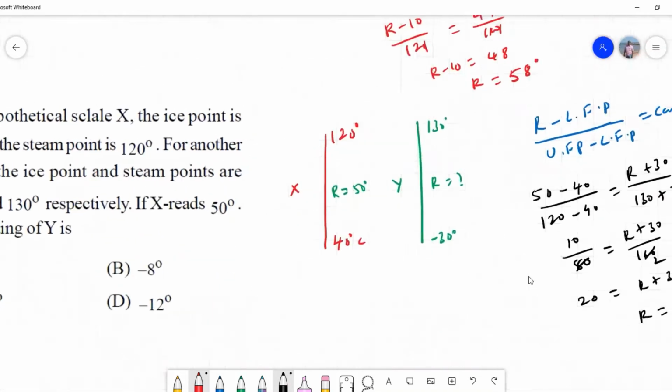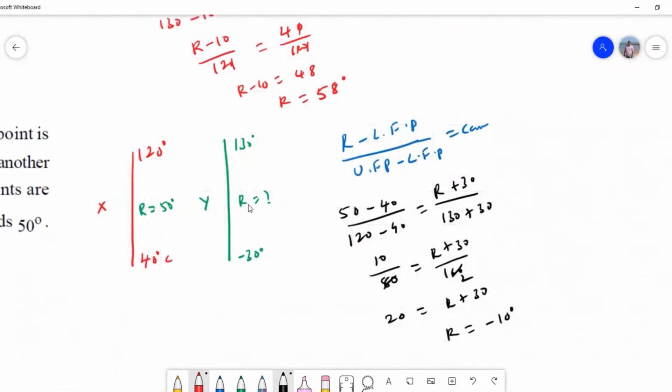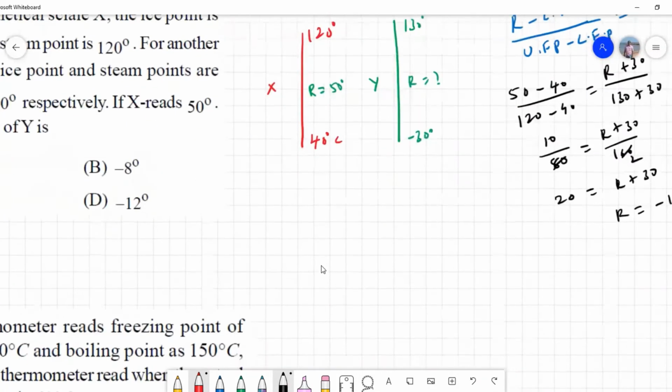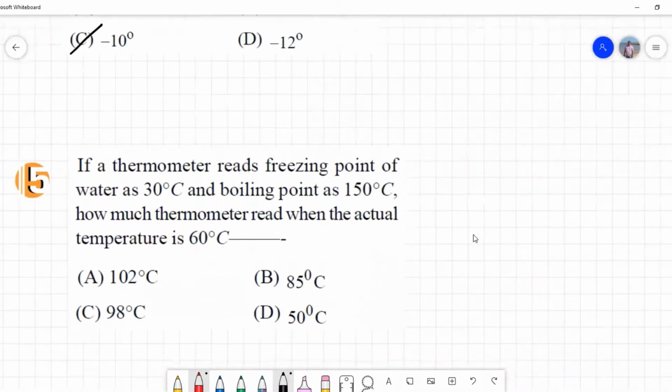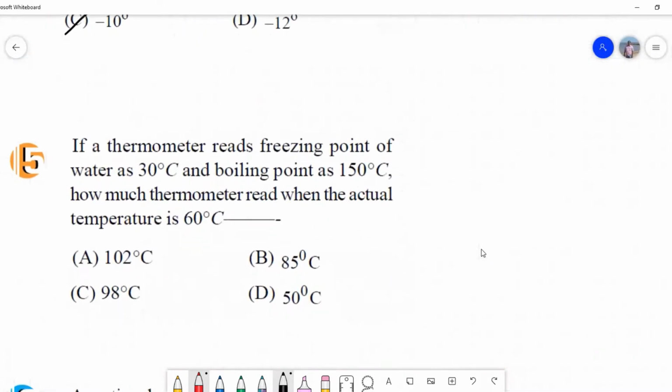So it's also the same way. We always compare the two scales. Now let's move on to problem number 5. If a thermometer reads the freezing point of water as 30 degrees centigrade and the boiling point as 150 degrees centigrade, how much will the thermometer read when the actual temperature is 60 degrees centigrade? So it's called a faulty thermometer.